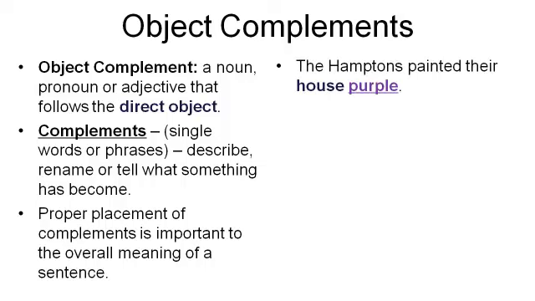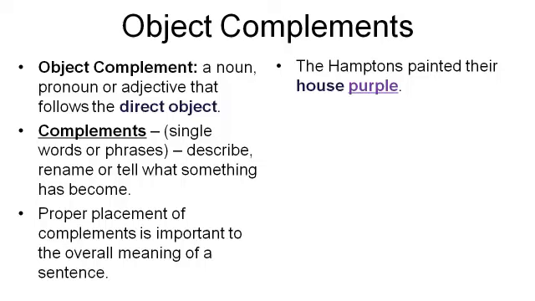What is the direct object? House. Why? Because it is the thing that was painted. So purple describes or gives more detail about the house. Since it comes after the direct object, it is known as a complement. So the word purple is functioning as a complement because it comes right after the direct object, house.